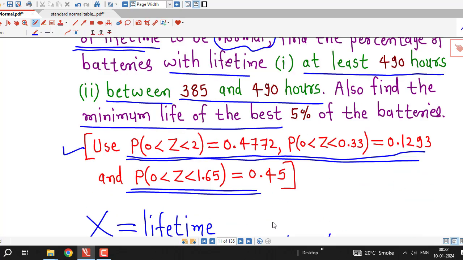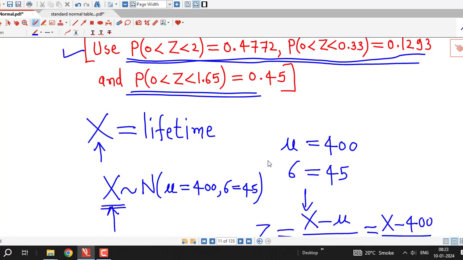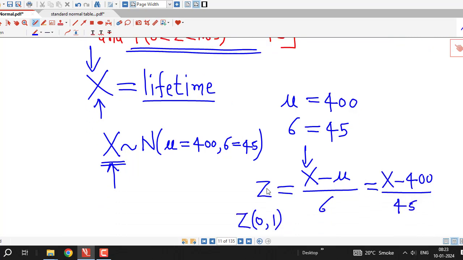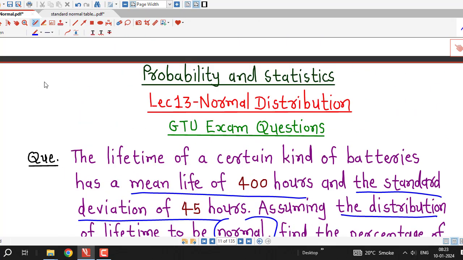We have discussed how to find the probabilities related to a normal random variable by converting it into a standard normal random variable in earlier lectures on normal distribution. We have discussed 12 lectures on normal distribution. So if you have not seen those lectures, then I suggest you to watch those lectures first and then go for this lecture.